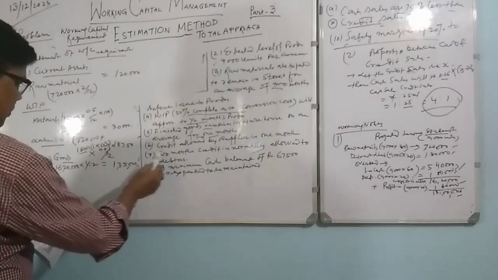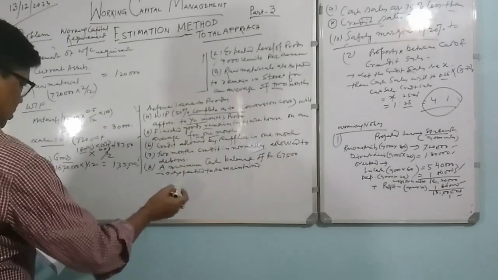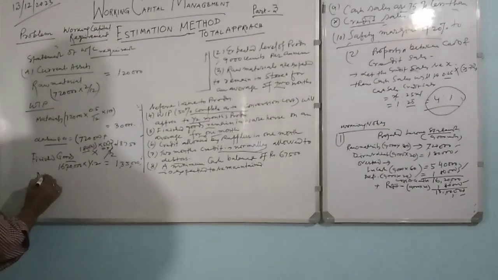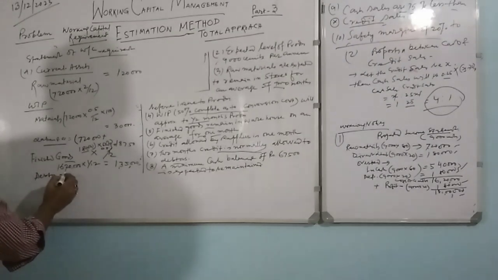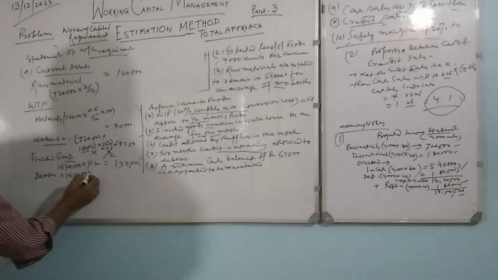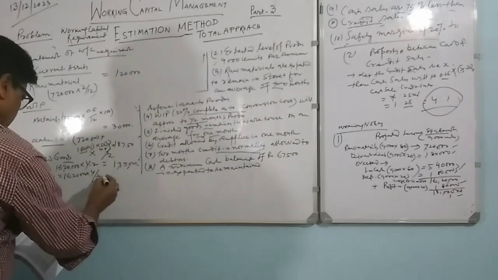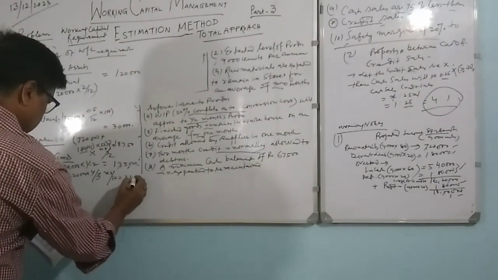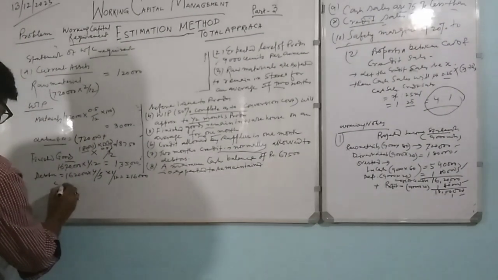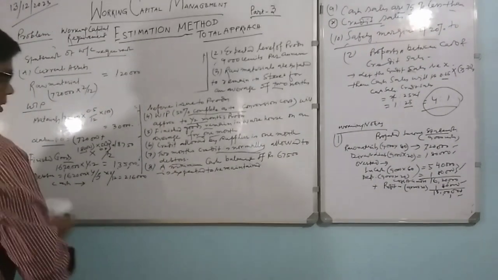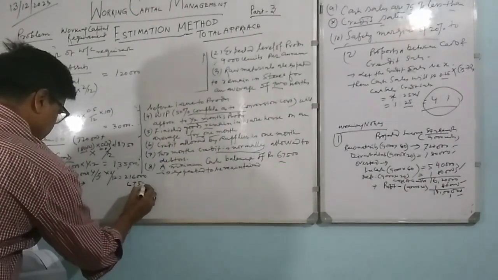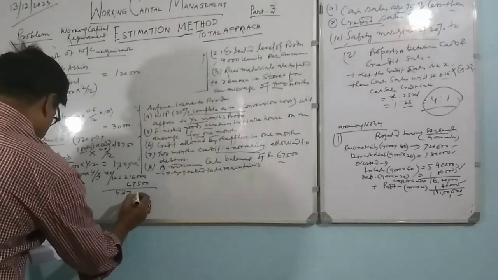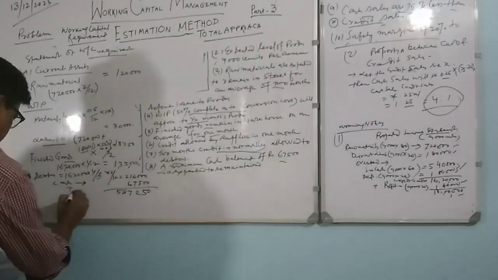Now another point: finished goods remain in stores, and 2 months credit period is normally allowed to debtors. So debtors will be equal to 16,20,000 into 4/5, that ratio is 4:1, into 2 months, 2/12. This figure will come to 2,16,000. Right, debtors. And you have to hold minimum cash, that figure they are telling, 67,500. So this total figure comes to 5,87,250. Okay, so this will be the total of A.